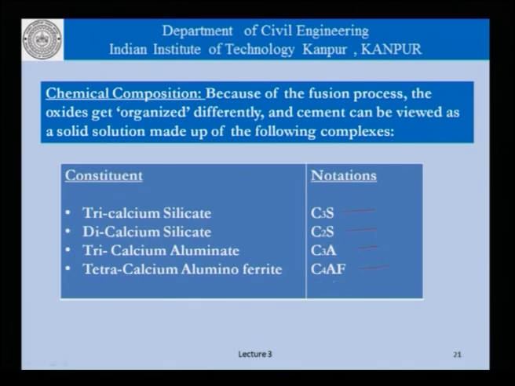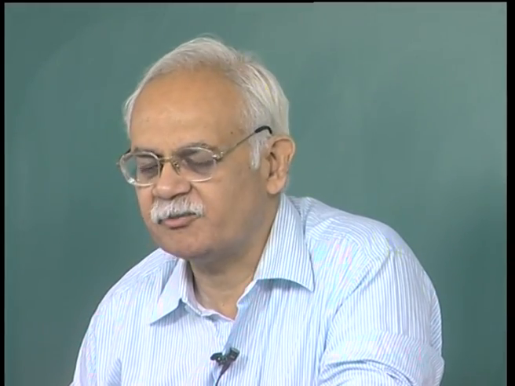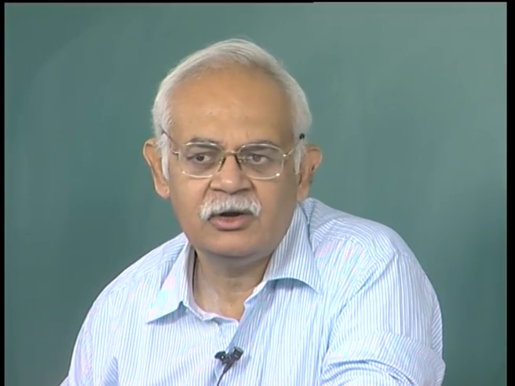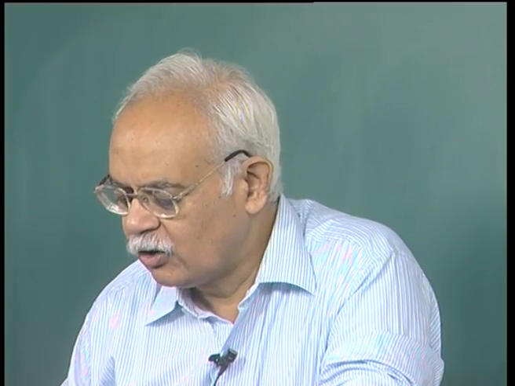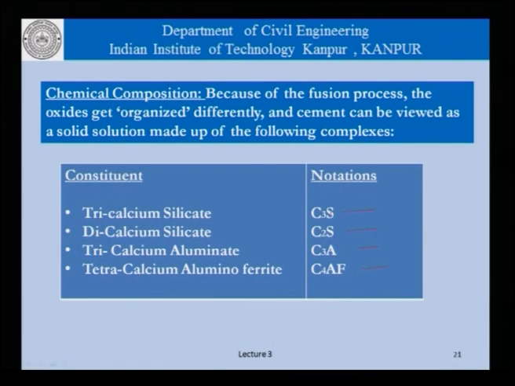So, this is where you understand that when a cement chemist says C3S, the C refers to CaO and S refers to SiO2. This does not mean that C3S comprises only of CaO and SiO2, or C3A comprises only of CaO and Al2O3. This part we will just study a little later, but these are the basic solid complexes of cement.